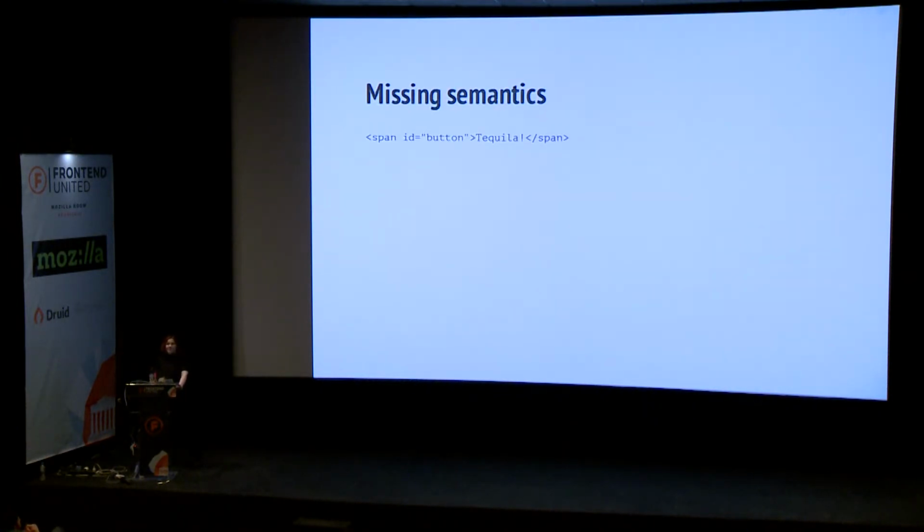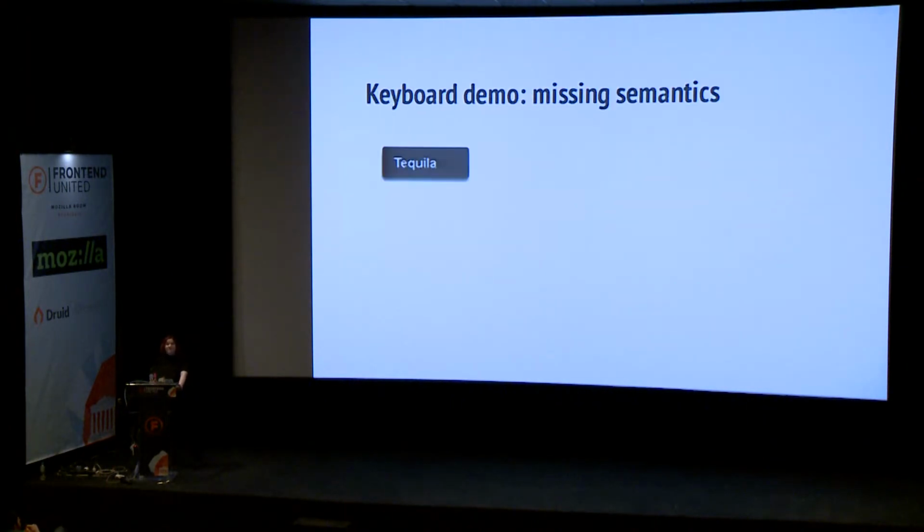So what happens when we have missing semantics? If we use a span as the building block for a button, we've got a class there that adds button styling, but this is not an interactive element. There is no functionality here. There's nothing except a little span. So this is what happens when you try to use it with a keyboard.